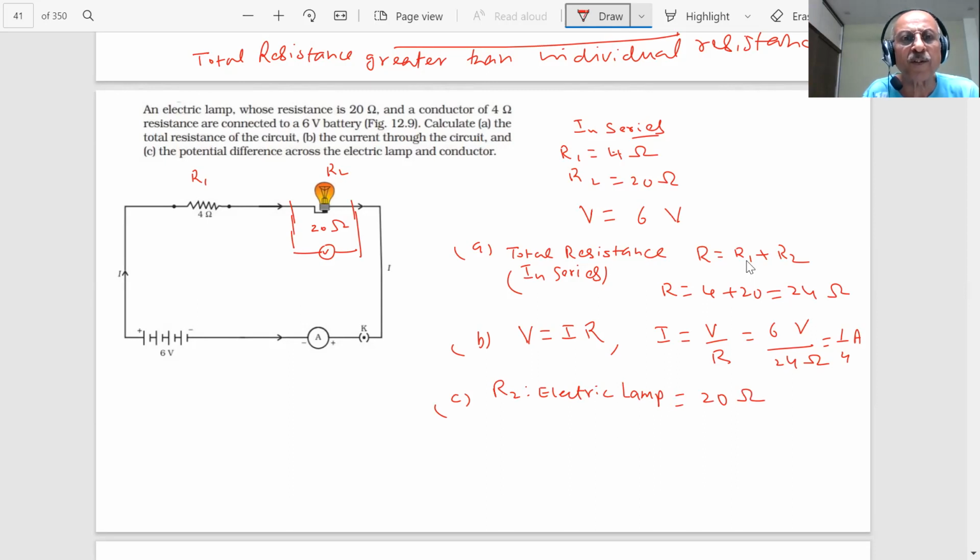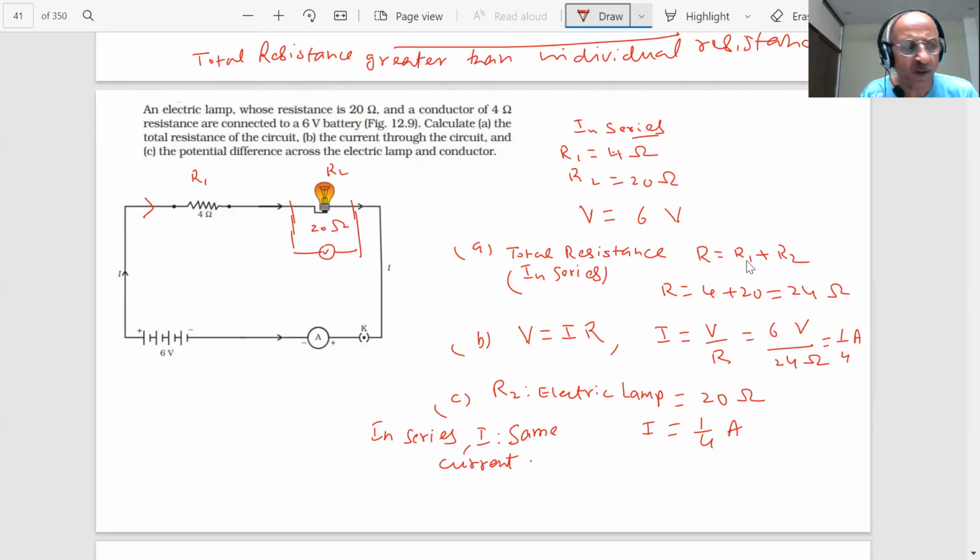What is the current flowing through R2? Current is the same, they are in series. In series, the same current flows. How much is I? 1 by 4 ampere.